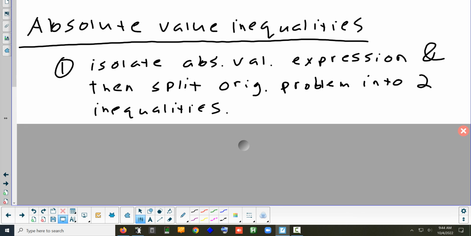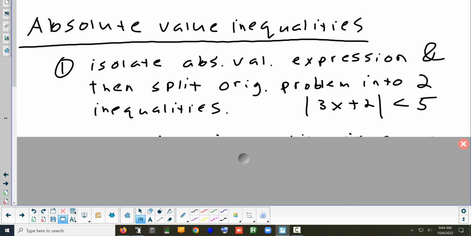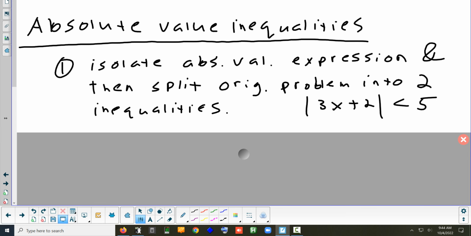First thing you want to make sure of is the absolute value is isolated. You got to do that first. And then we're going to split it into 2 problems. So you had something like this. Without me showing you the first one you're going to split it into, does anybody have a guess based on what we did yesterday? The first inequality would be?